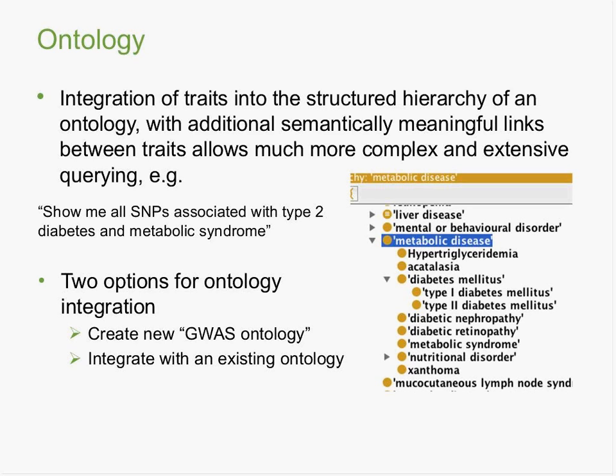And so really this allowed us to integrate all the semantic information into one resource and get to questions like, show me all the SNPs associated with type 2 diabetes and metabolic syndrome really quickly, and not just to do that query to return data to the user, but also to start to visualize that data using the same terminology.